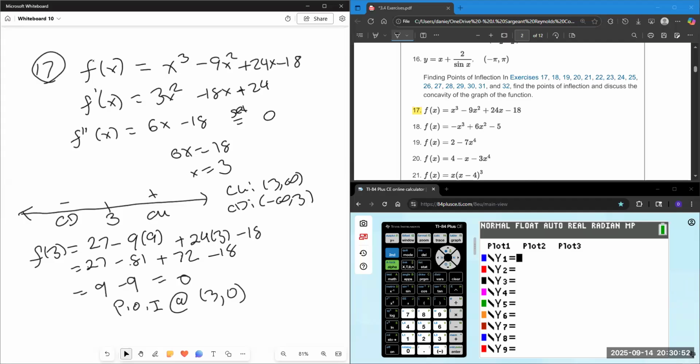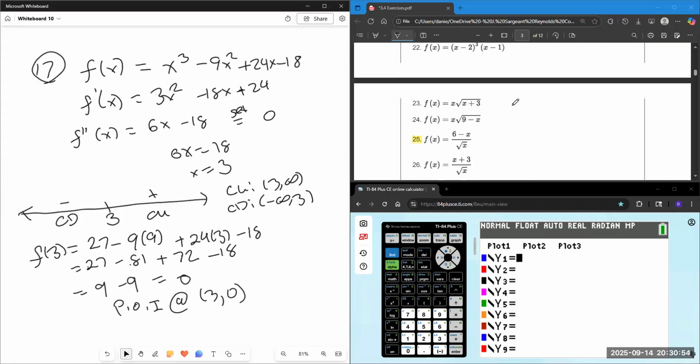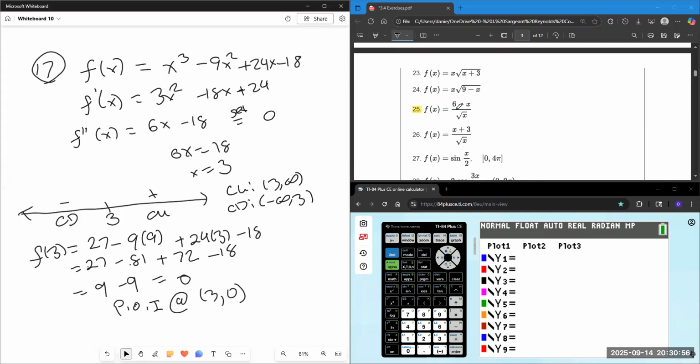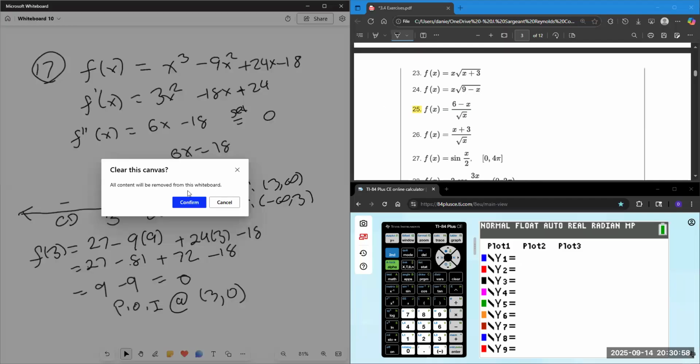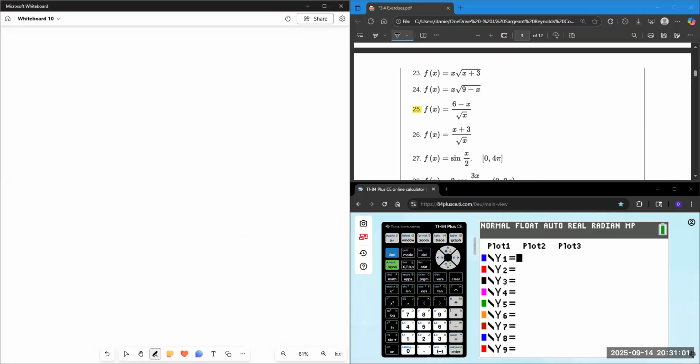All right. So number 25 has the same instructions as 17. F of x is equal to 6 minus x over the square root of x. Because I'm dividing by that monomial, I'm going to write this as 6x to the negative 1/2 minus x to the 1/2. I'm just going to think of that as x to the negative 1/2 and multiply through the top.